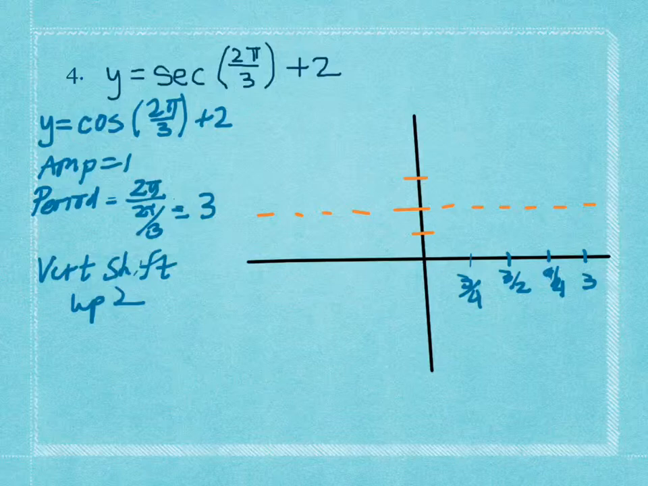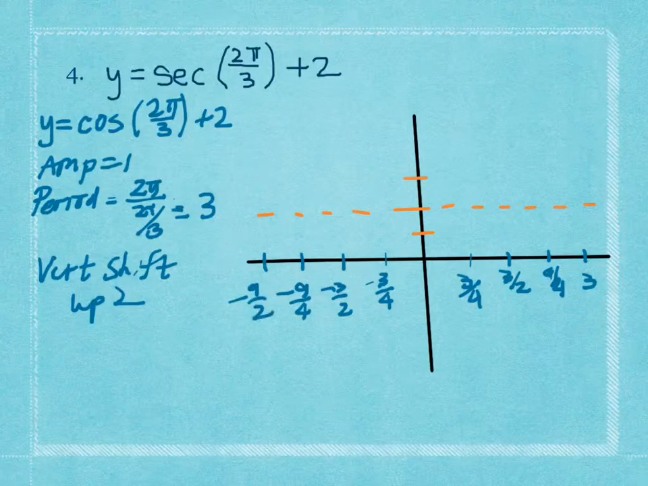So that's 9/4. On the left-hand side, of course, you have the same values. So I have negative 3/4, negative 3 halves, negative 9/4, and negative 9 halves on the left.